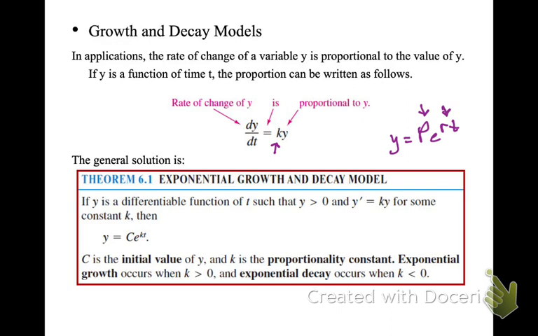Well, okay, if k is greater than 0, it's growth. If k is less than 0, it is decay. So if y is a differential equation, the function of t such that y is greater than 0, y prime equals ky, for some constant k, then y equals c e to the kt. So those are the equations that we're using.